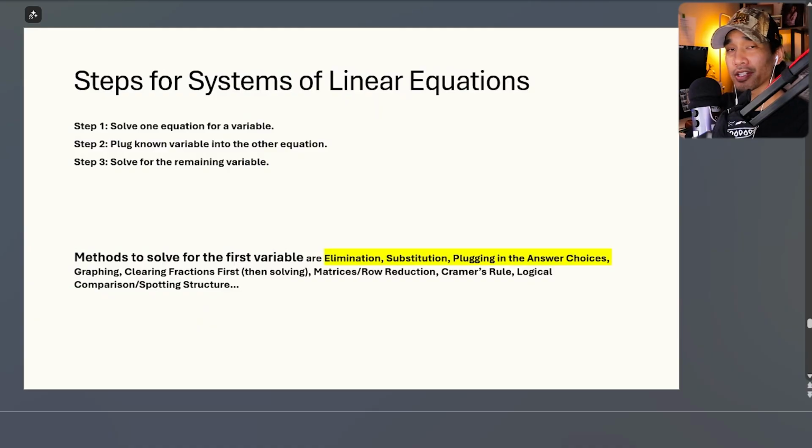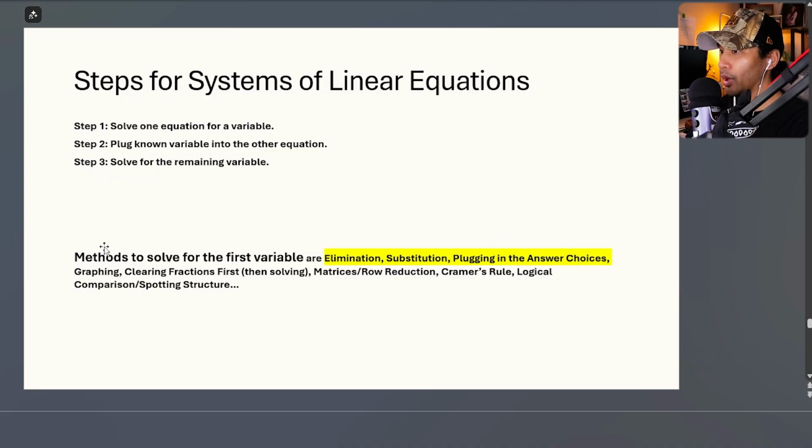Steps for systems of linear equations. Step 1: solve one equation for a variable. Step 2: plug the known variable into the other equation. And step 3: solve for the remaining variable. Usually you will have 2 variables. I have seen some problems where they have 3, and we will be using a method called plugging in the answer choices for that one.